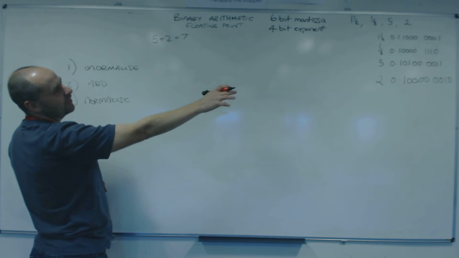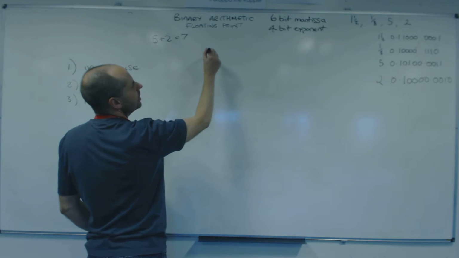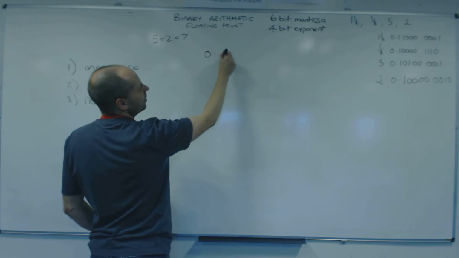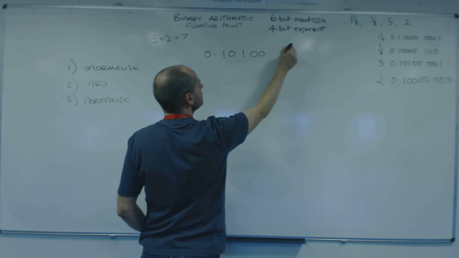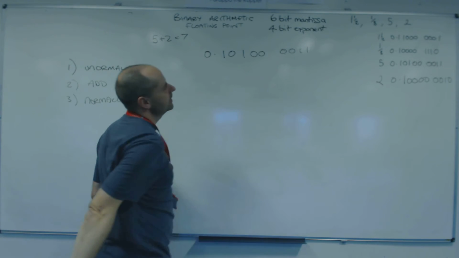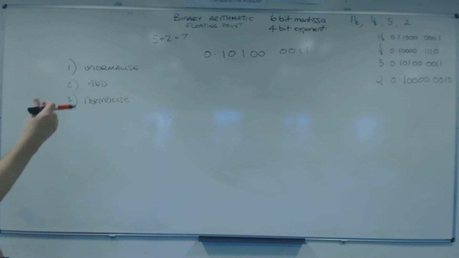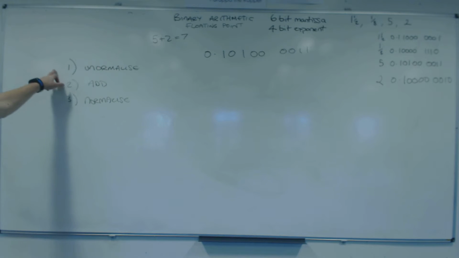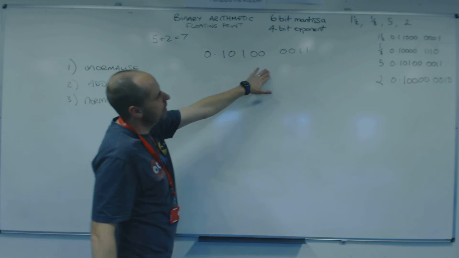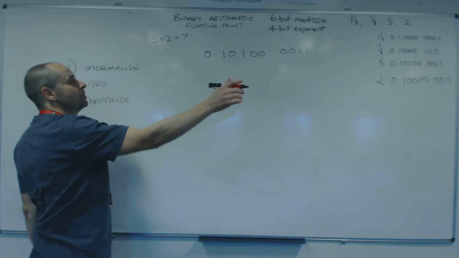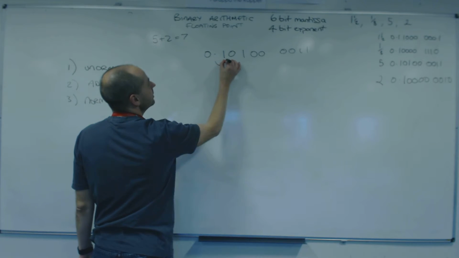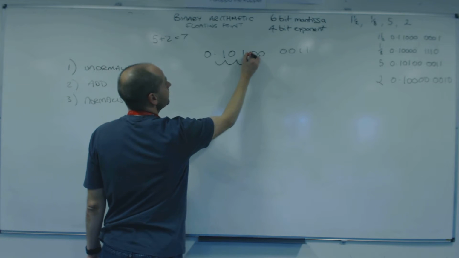Right, so we've got what 5 was. So we've got to mess about with that one first. So let's just write down what format 5 was in. Okay, so an exponent of 3. We need to unnormalise it, step 1. So the exponent says +3. So we need to make this bigger. So we're going to move the binary point to the right. So 1, 2, 3.